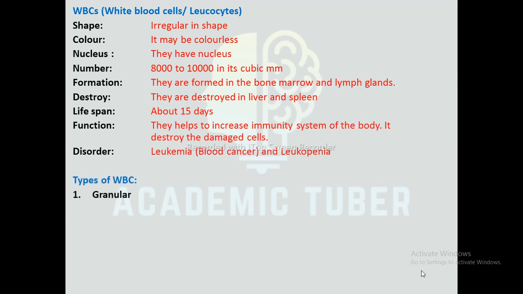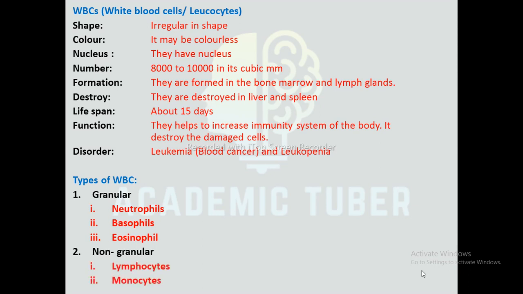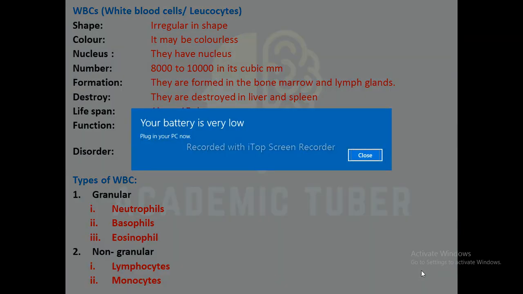Types of white blood cells. There are two types of white blood cells. They are granular and non-granular. So granular white blood cells are of three types: neutrophils, basophils, eosinophils. Whereas non-granular WBC are of two types. They are lymphocytes and monocytes.